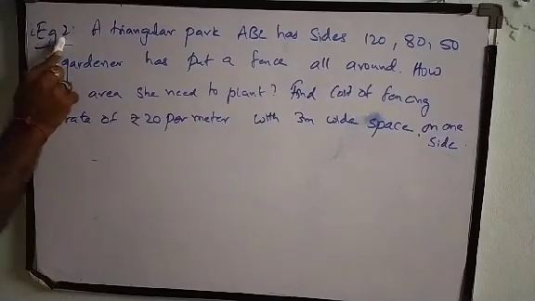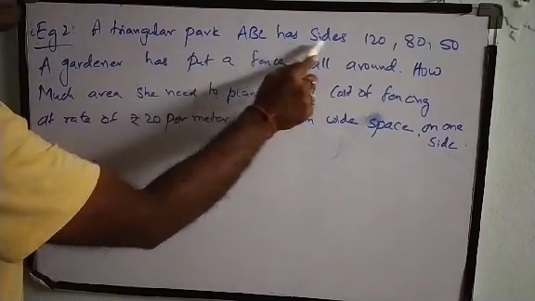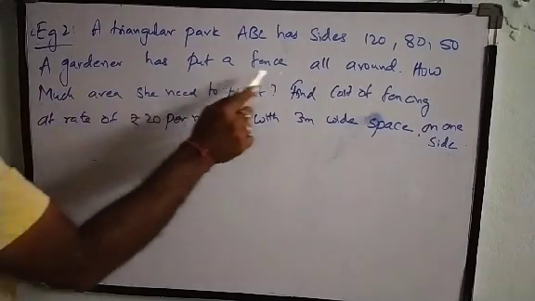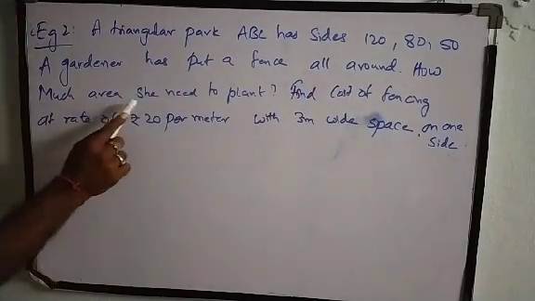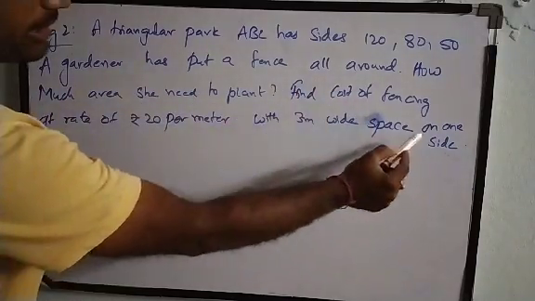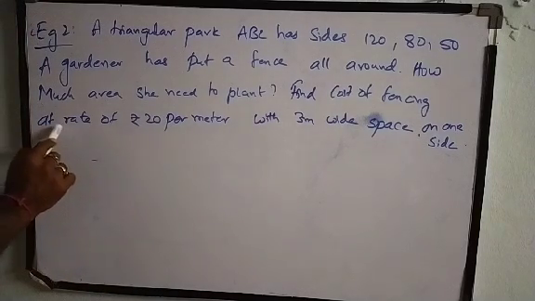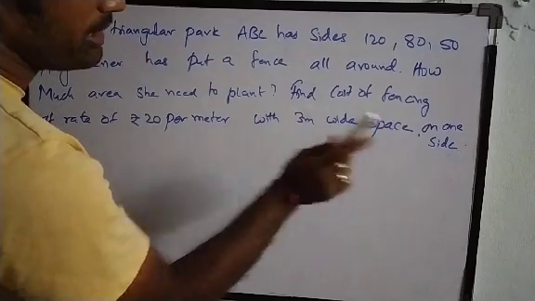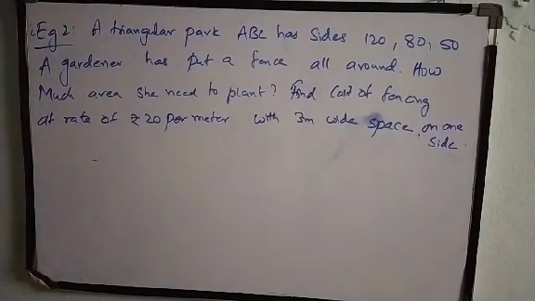Next question, example 2. A triangular park ABC has sides 120, 80 and 50. A gardener has to put a fence all around. How much area does she need to plant, and find the cost of the fencing at the rate of rupees 20 per meter, with a 3 meter wide space on one side we are leaving.